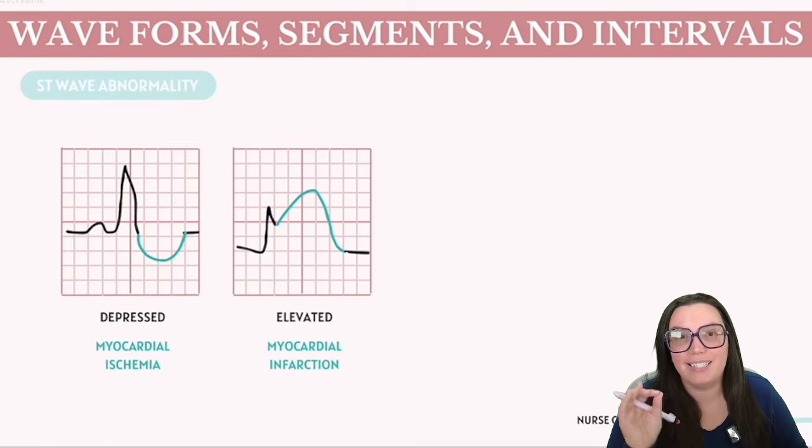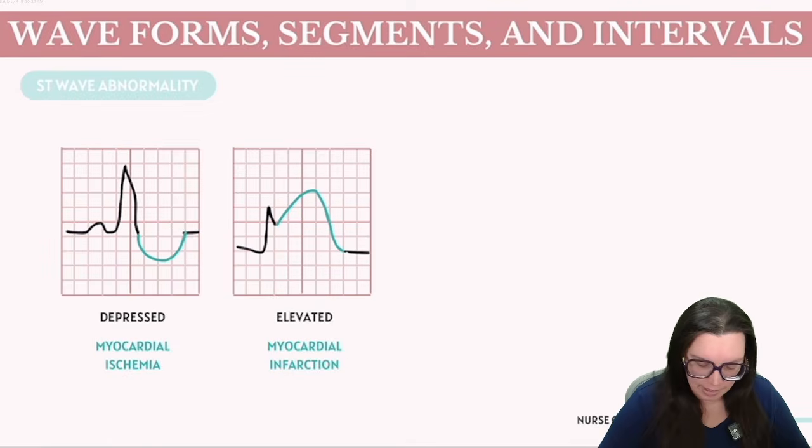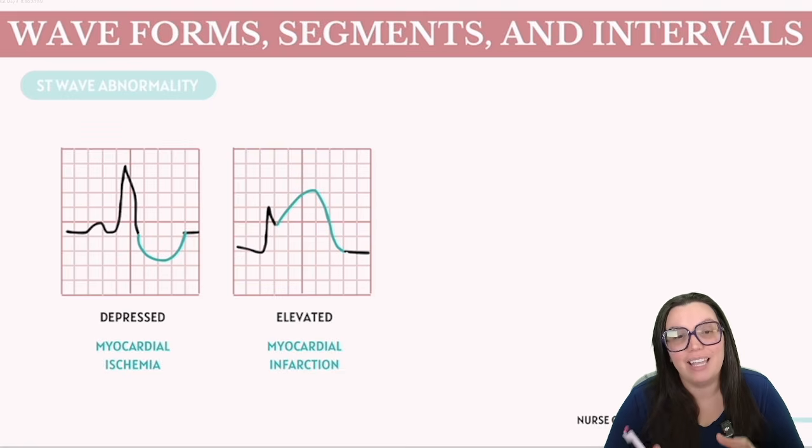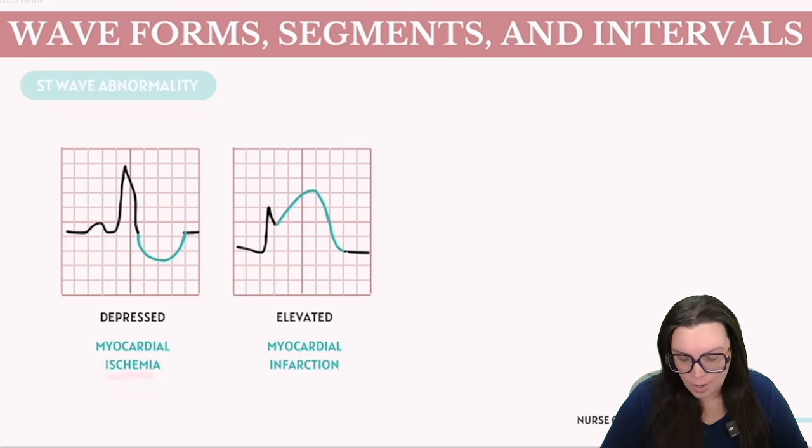So ST segment abnormalities, specifically we're looking at either depression of that ST segment or elevation of that ST segment. And they're critical indicators because either we have some kind of ischemia or we have some kind of infarction taking place in the heart.